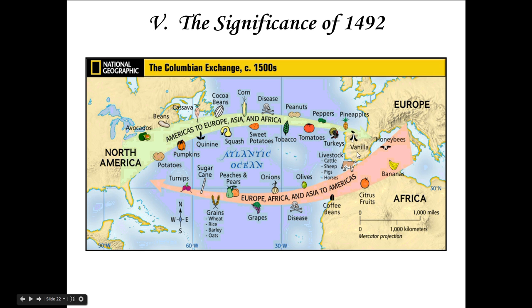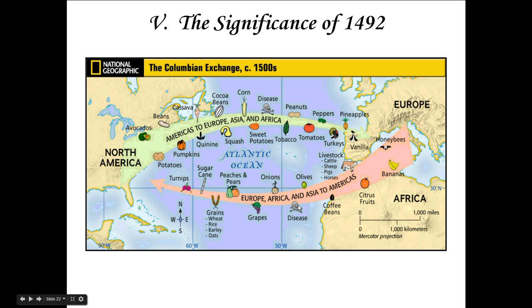So one of the things to think about is that this has tremendous influence on what's going to come. Obviously, part of this exchange is going to be diseases, and we're going to see goods, and we're going to see food, and we're going to see animals. Disease is brought back.